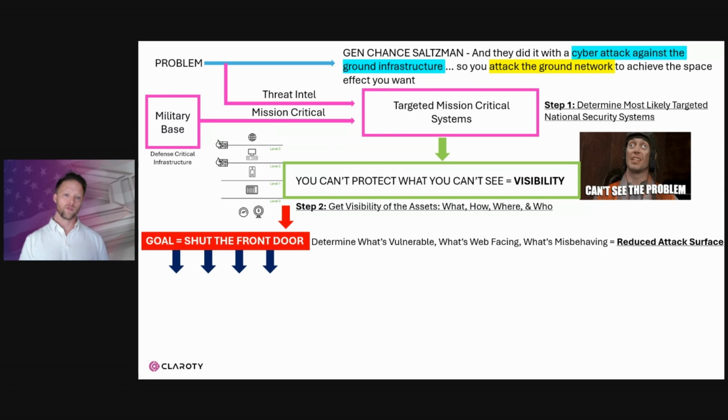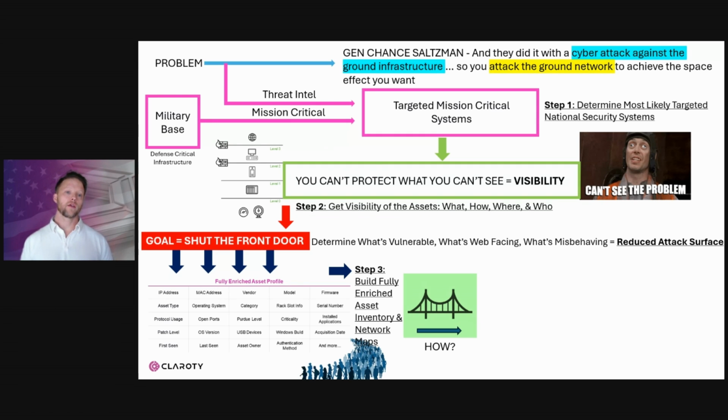So the goal of this is to be able to see the assets so that you can shut the front door, determine what's vulnerable. I guess you do that by determining what's vulnerable, what's web facing. You can look at things like, is the process misbehaving? That could be an indicator of something bad happening in the environment. And the goal is to reduce the attack surface for your mission critical system so that it's tougher for the adversary to be able to attack those environments.